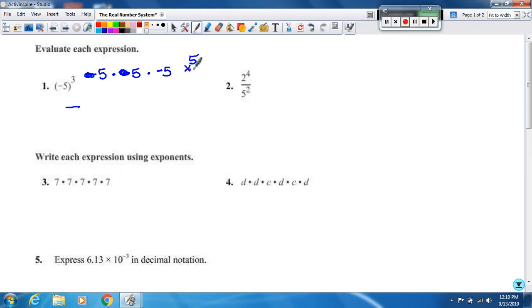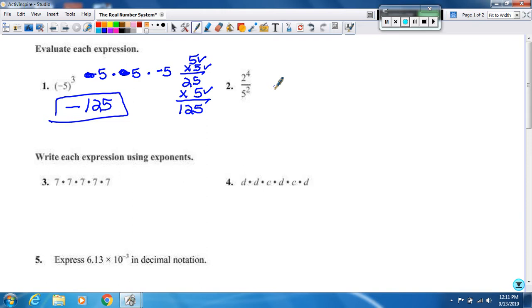So 5 times 5 is 25, and 25 times 5 is 125, and you just multiplied three 5s, and that's what it said to do. So -125 is the answer.